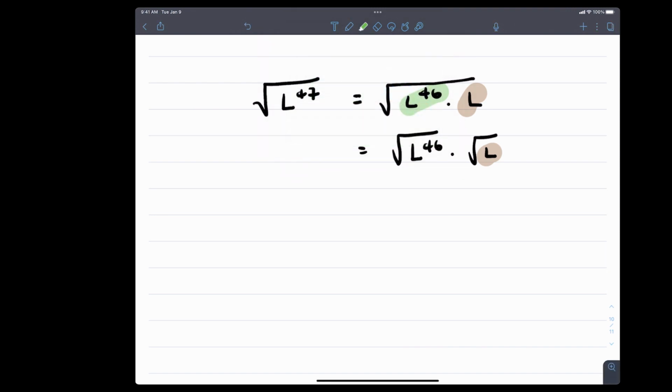Now, what do you do to evaluate that radical? Divide by 2. Is that right? So I have to know what 46 divided by 2 is. 23. Good. There it is, ladies and gentlemen.